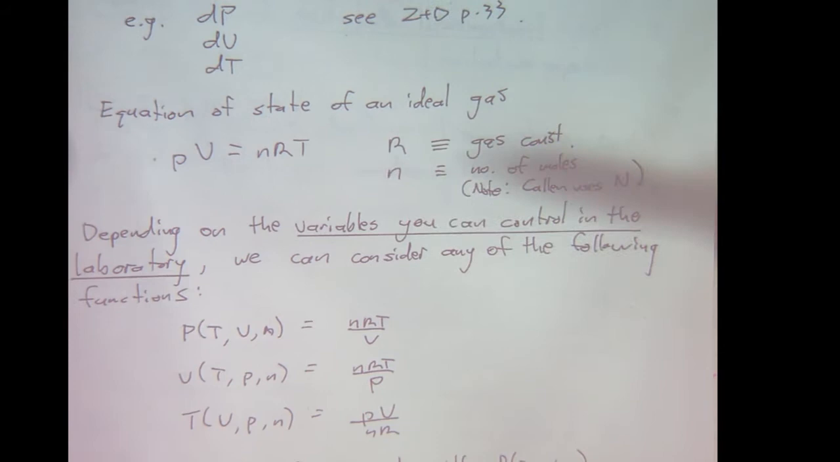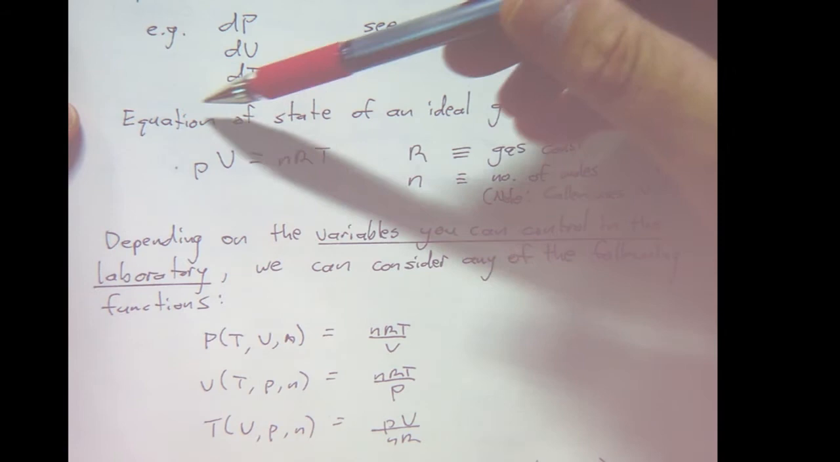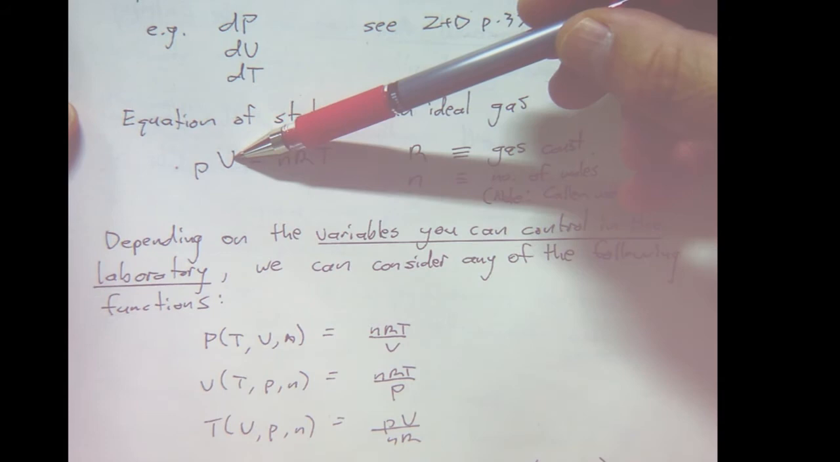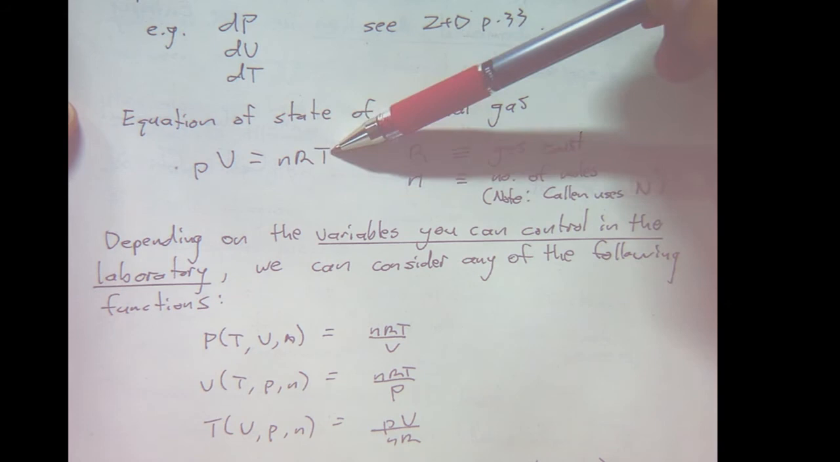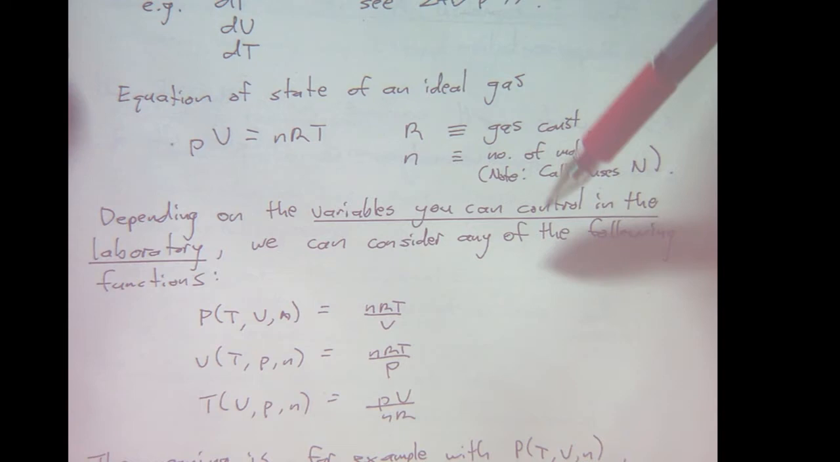Now, the equation of state. Let me just, as an example, just to remind you, let's take the equation of state of an ideal gas, PV equals nRT. So this is the pressure, this is the volume of a sample, this is the number of moles, this is the gas constant, and this is the temperature. And now, depending on the variables that you control in the laboratory, we can consider any one of these, P, V, n, or T, to be functions of all the others.